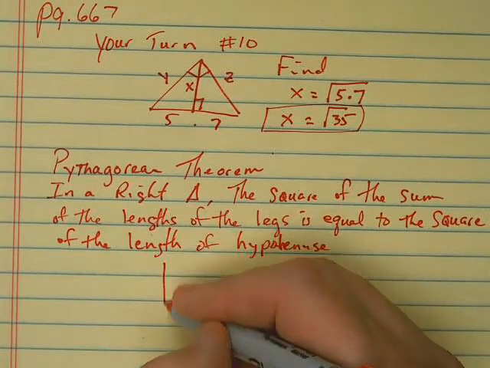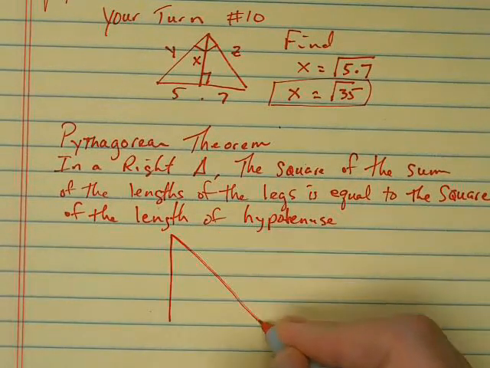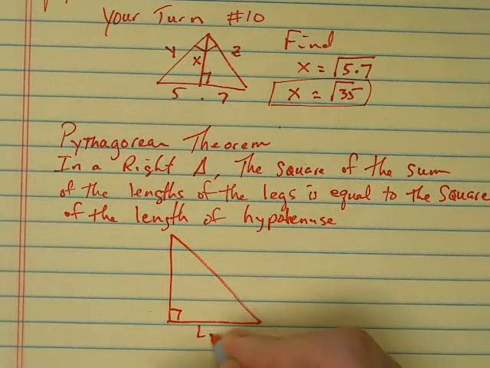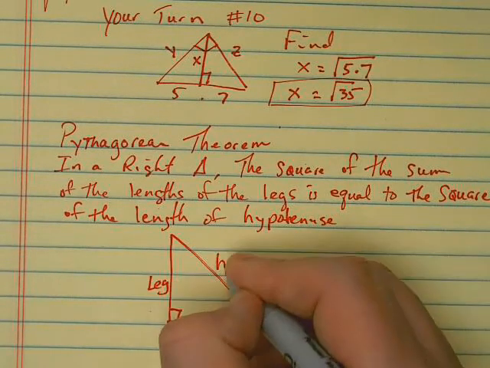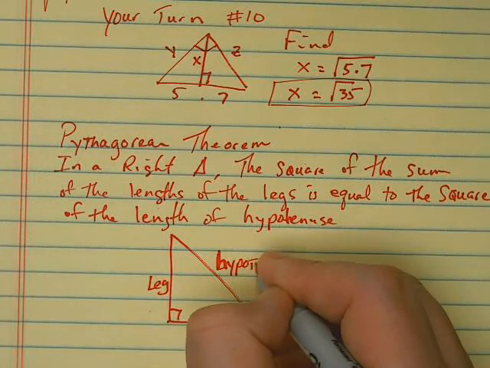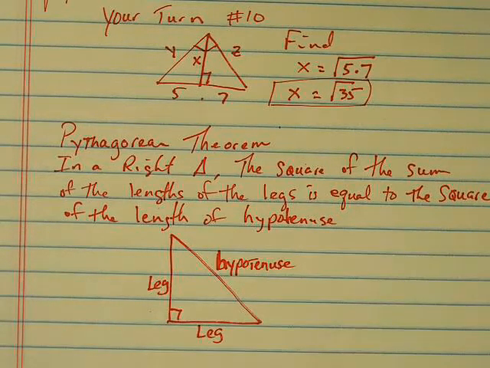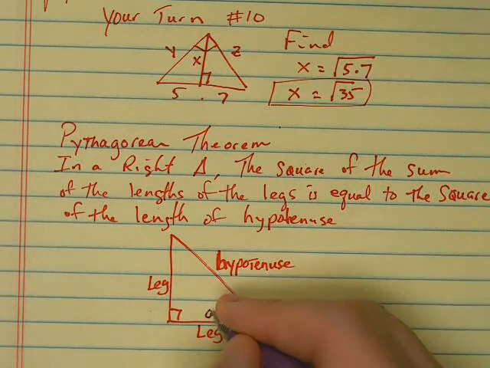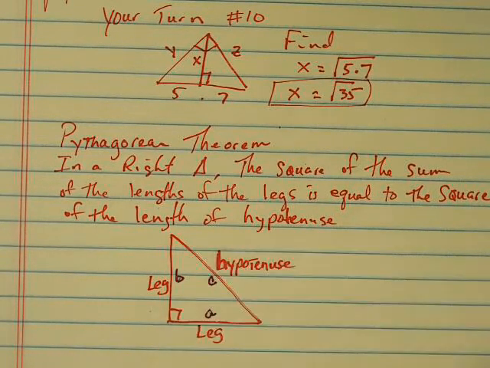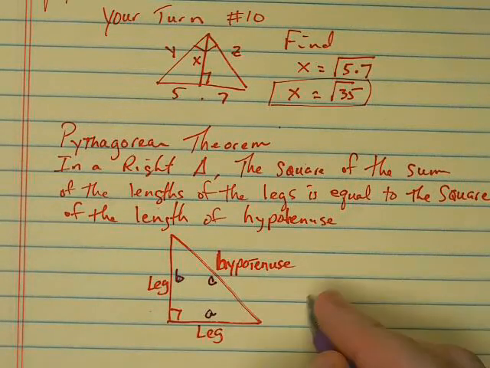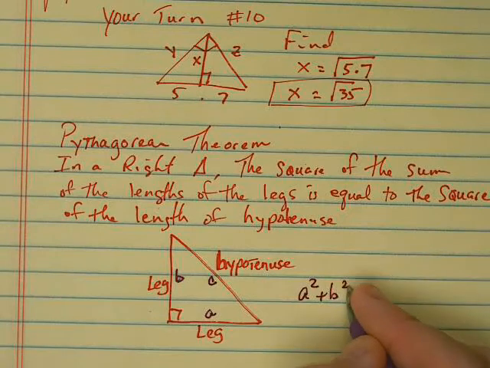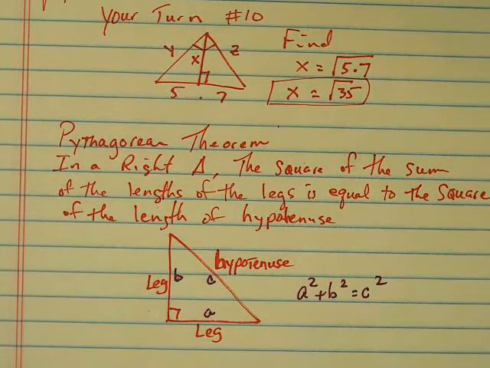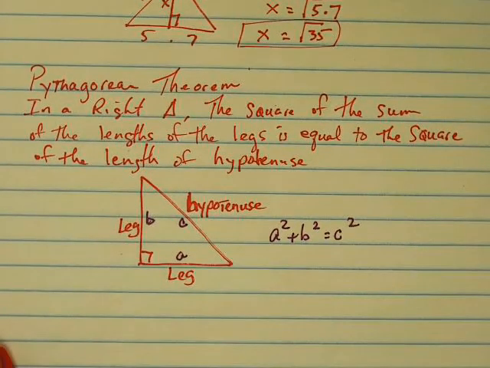Let's look at a picture. This is called a leg, this is called a leg, and this is called the hypotenuse. The Pythagorean theorem is many times labeled with A, B, and C, and so A squared plus B squared is equal to C squared. That's the Pythagorean theorem. They go through a proof. We're not going to worry about the proof of it, but it's good for us to know.